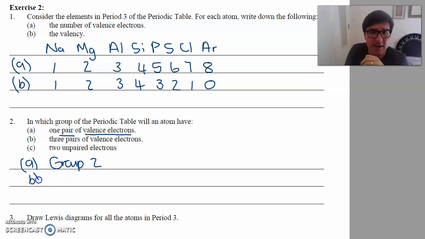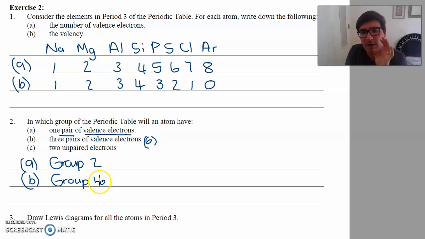And then they say 3 pairs of valence electrons. 3 pairs of valence electrons are 6 valence electrons in total. So 6 valence electrons we will find in group 16. Yes, I know, but they don't all pair up in group 16, so it can't be that answer. It should be group 17, because there we have 3 pairs of valence electrons, but one of them is unpaired. So be careful for that question because it catches you out.